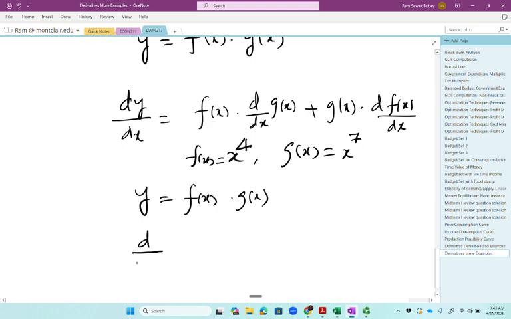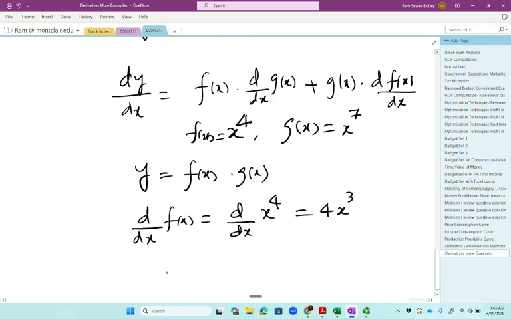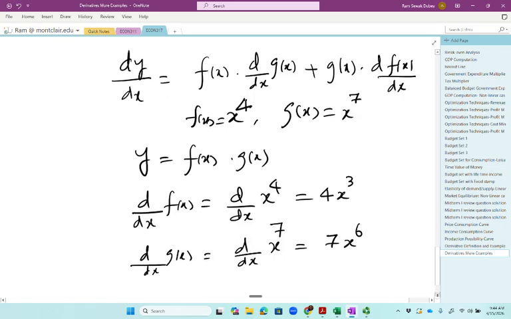The derivative of f of x is the derivative of x to the power 4, which we can see now, 4 times x to the power 3. I subtract 1 from 4 to obtain 3. The derivative of the second function is the derivative of x to the power 7, which turns out to be 7 times x to the power 6. And now I'll apply the product rule.